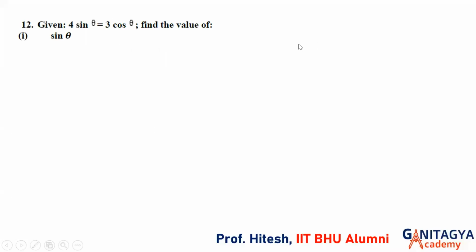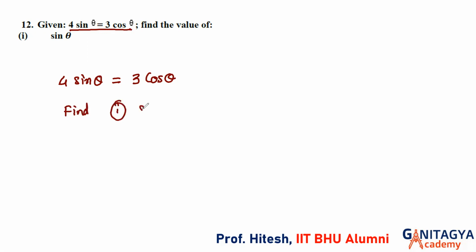The next question is, given 4 sin theta is equal to 3 cos theta. Given 4 sin theta equal to 3 cos theta, we have to find number 1, sin theta. Try it, then I will let you know. Very nice, perfect.